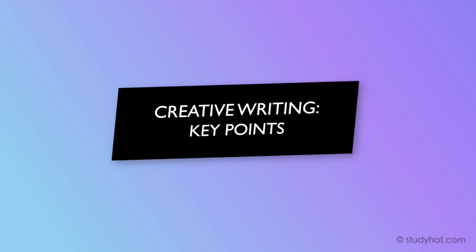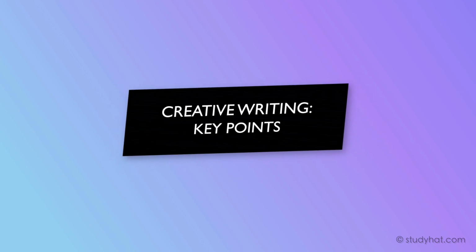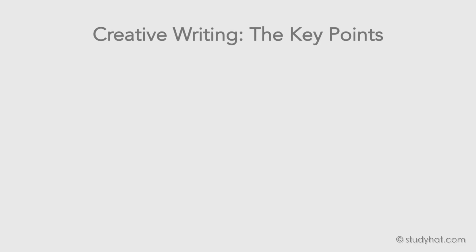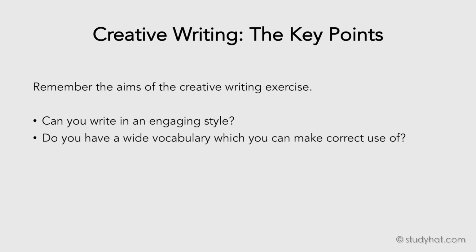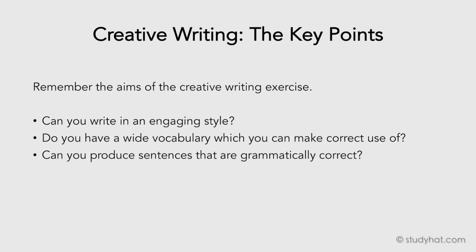In today's lesson, we'll be looking at the key points of creative writing. So let's start by reflecting back on the aims of the creative writing exercise and what it is checking your ability to do. The examiners want to see that you can write in an engaging style. They want to see that you've got a wide vocabulary that you can use correctly. They want to see that you can produce sentences that are grammatically correct. They want to check that your handwriting is neat, and they want to see that you can spell correctly.